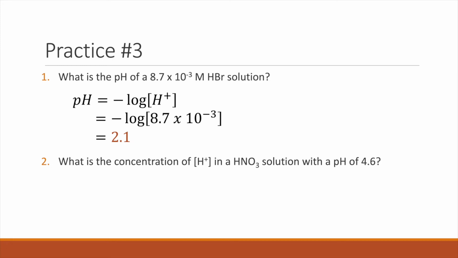In question 2, it says, what is the concentration of H plus in an HNO3 solution, that's nitric acid, with a pH of 4.6? So here I'm going to do 10 to the negative pH to find that H plus. So 10 to the negative 4.6 gives me 2.5 times 10 to the negative fifth molar.